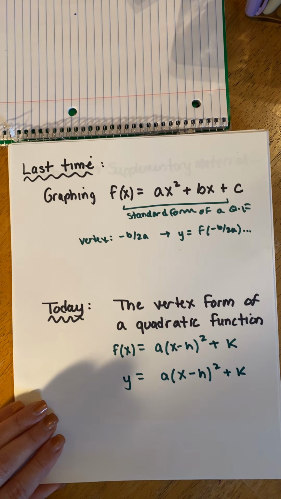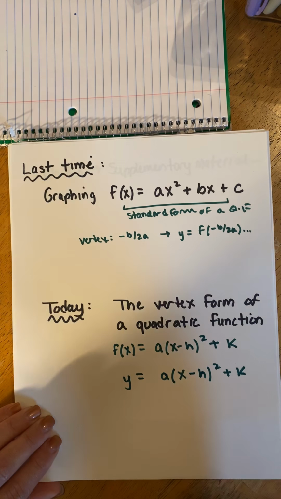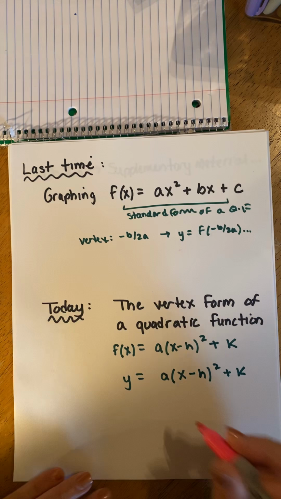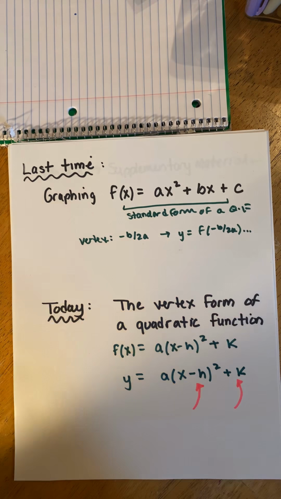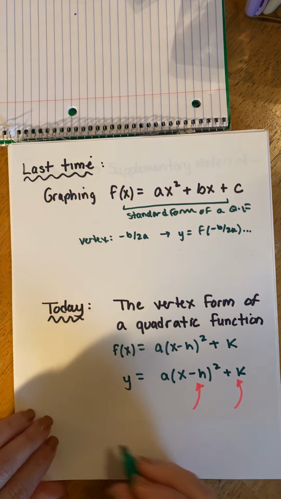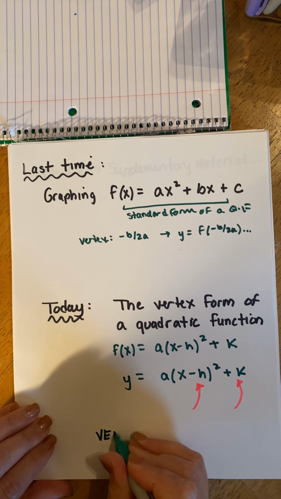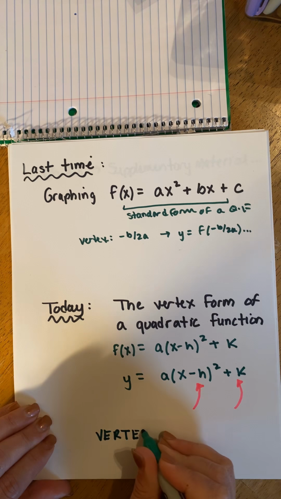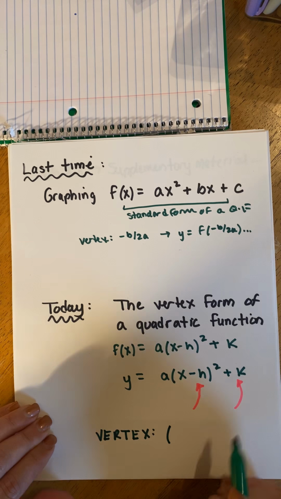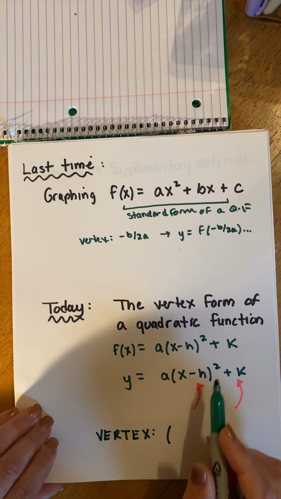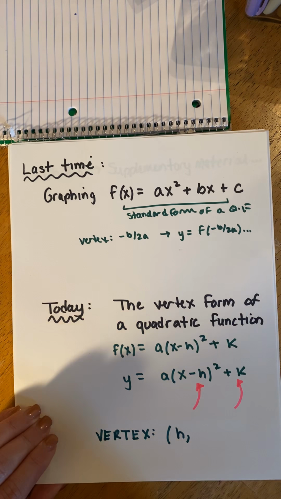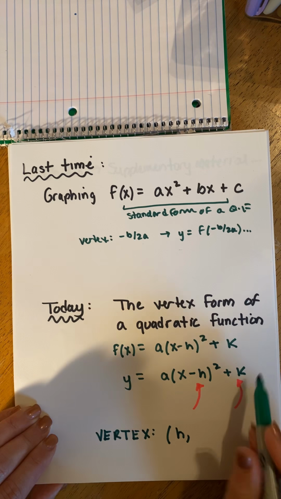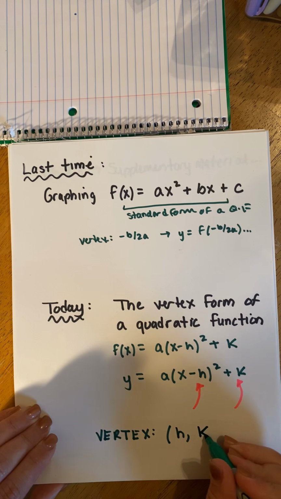All right, why do we do this? Well, again, sometimes it's handed to us in this form. When it's handed to us in this form, we can look at the equation, and whatever two numbers these are, they're handing us the values of the vertex. The vertex is going to be the opposite of this number. So if this is minus h, it's going to be plus h. If it was plus h, it would be minus h. And then it would be the exact value of what's tagging on the end.